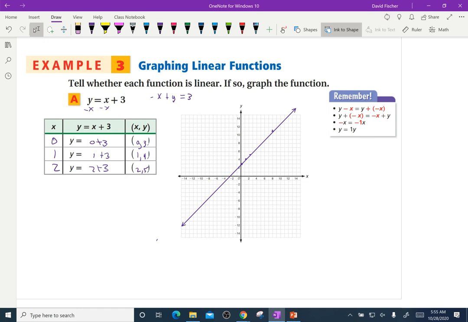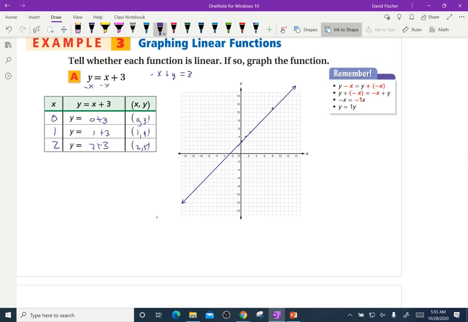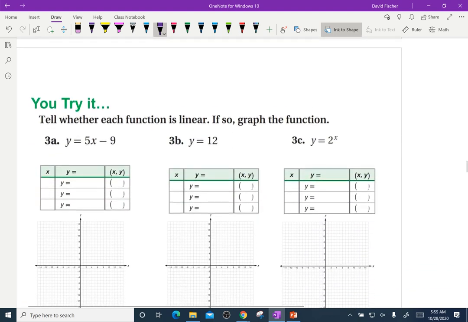Okay, so I know I've been harping on discrete graphs. Not only that, they let us pick our domain here. So we can still draw a line. But when we get to word problems, we have to kind of sort that out.